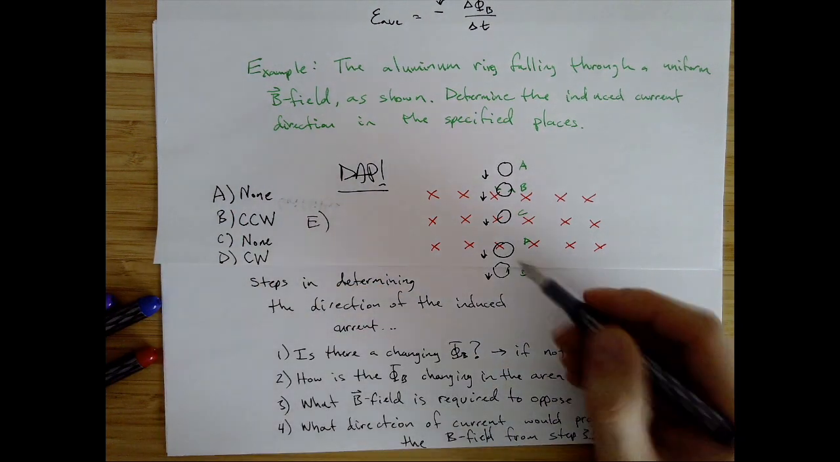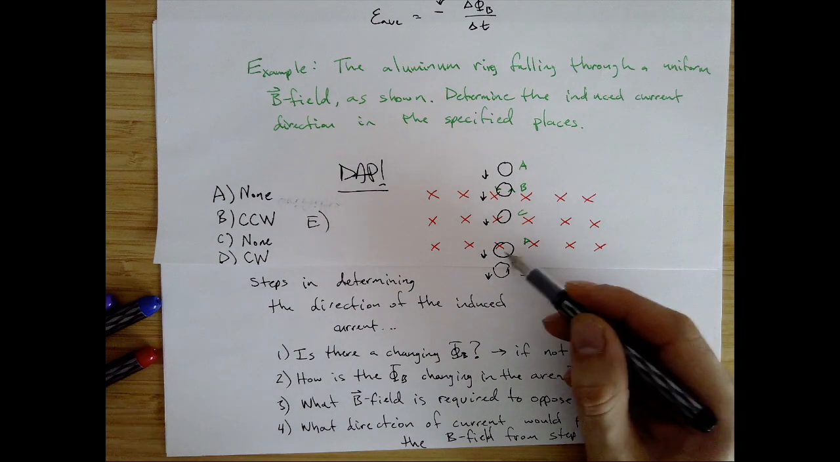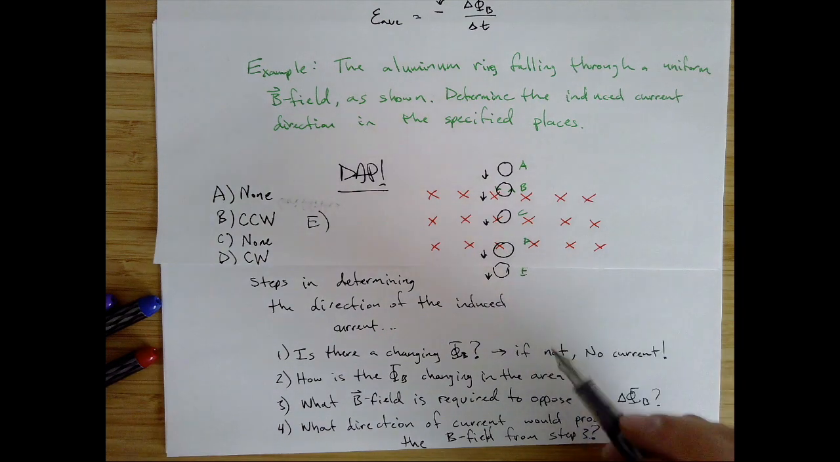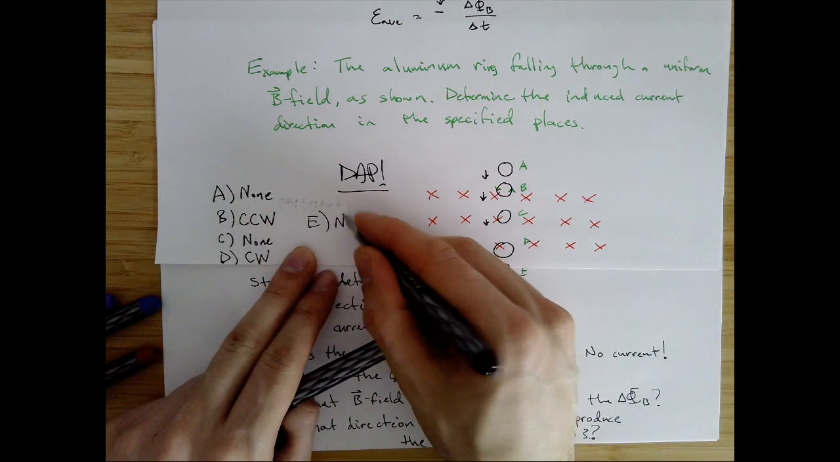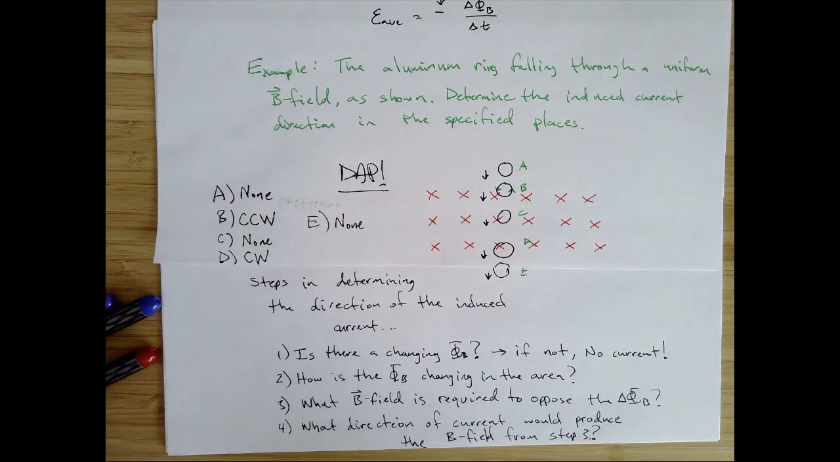Once the loop leaves the B field completely, then there would be no more change in flux, and so there would be no induced current for part E either.